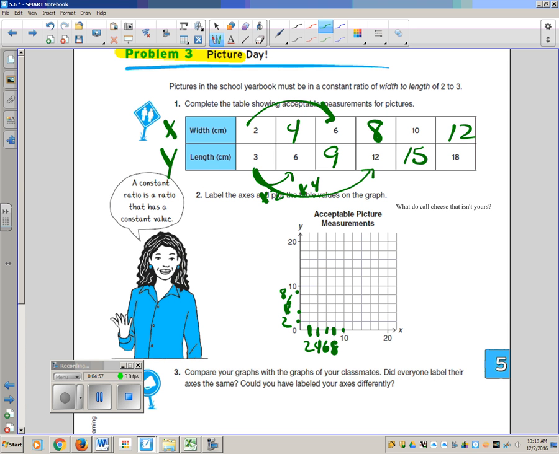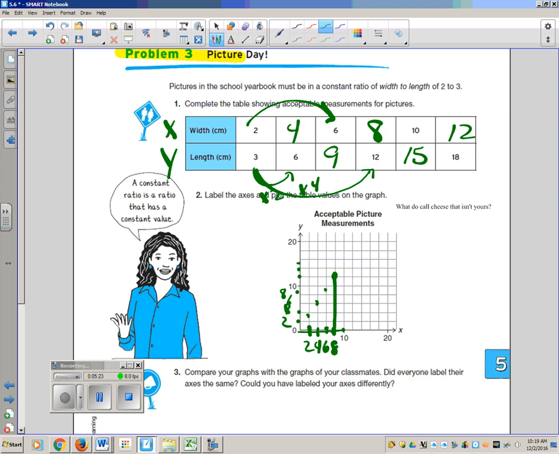Make your best. Over 2, here's 2, 3 is going to be in the middle. 4, 6 on the line. 6, 9. 9 is in between. 8, 12. I'm going to start drawing the line. It helps. 10 over 10 up 15.